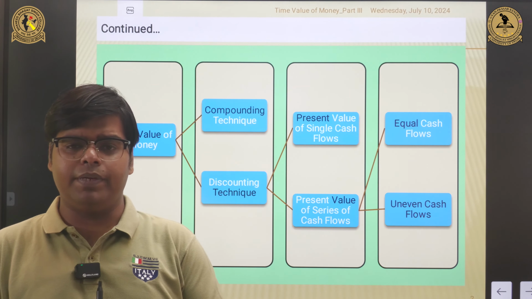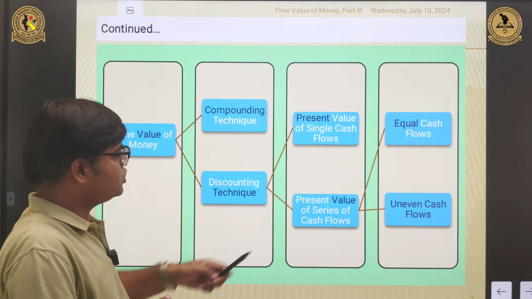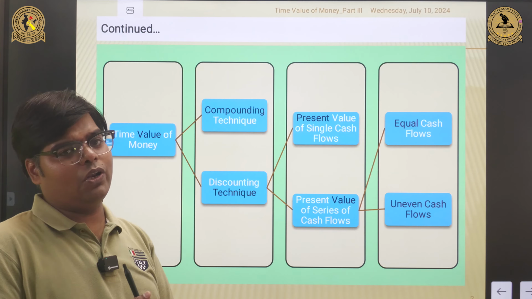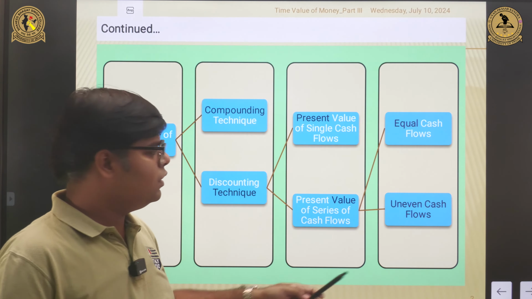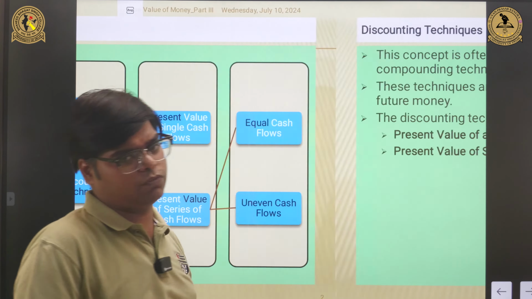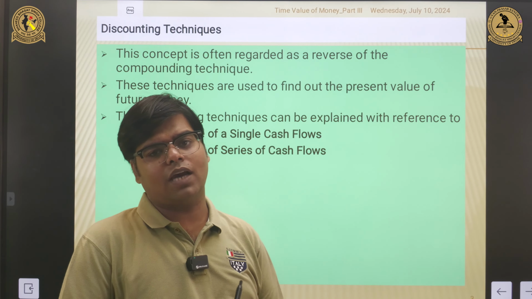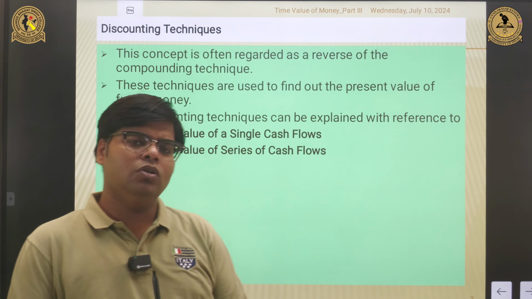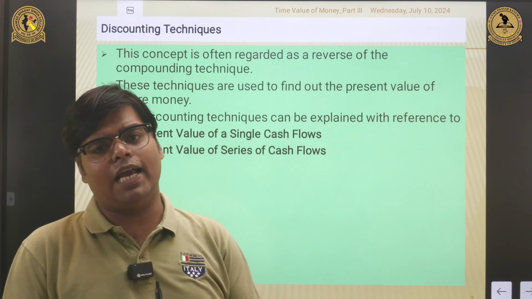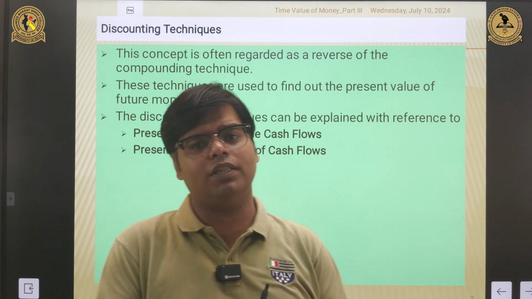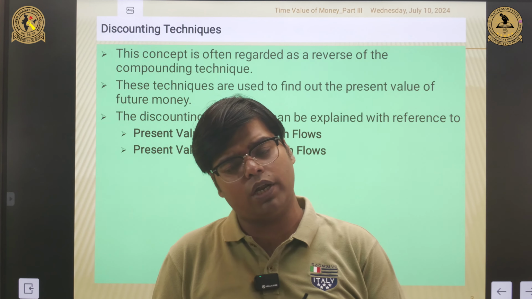Discounting techniques can be explained with reference to present value of single cash flows and present value of series of cash flows, which again includes equal cash flows and unequal cash flows. So let's first focus our discussion on the present value of single cash flows. Present value of single cash flows means how much a single cash flow in the future is worth today.